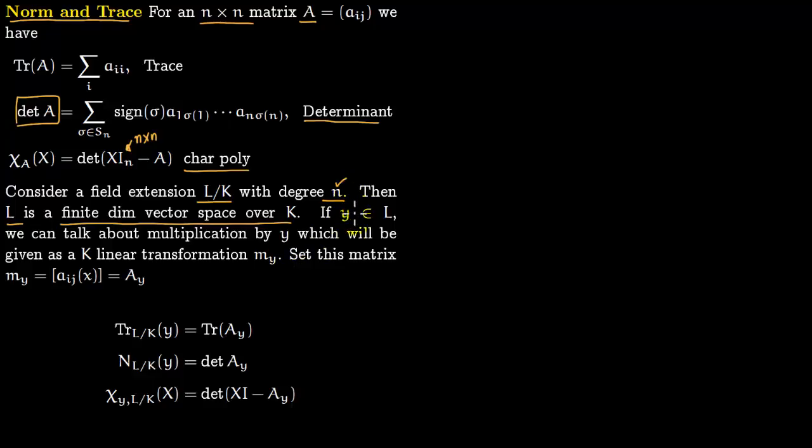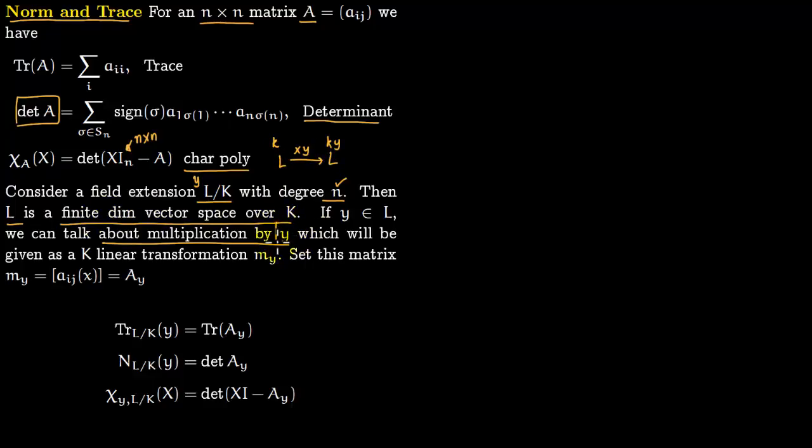Now you pick up some element y in L. You're picking up an element y which lies in L, and then we can talk about multiplication by y. So we just have a map from L to L, and you take an element here, you multiply it with y, and you end up here. Say you take an element k, multiply with y, you end up with ky. Now, but these are vector spaces. So this is a finite dimensional vector space.